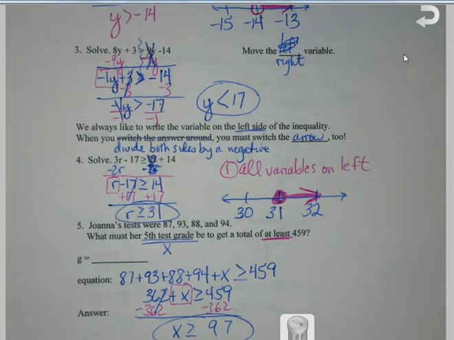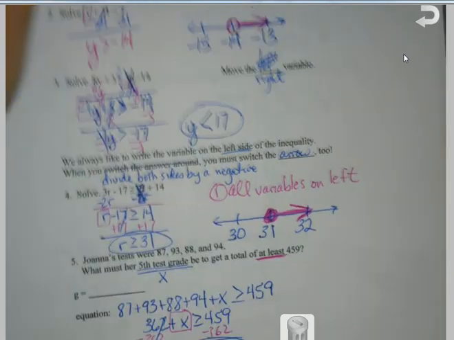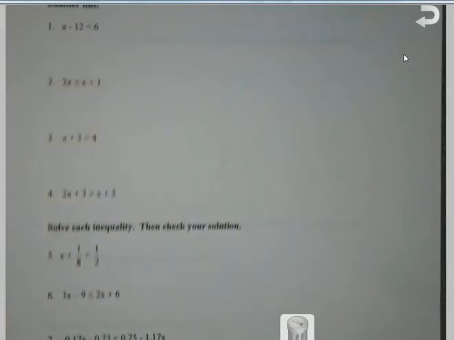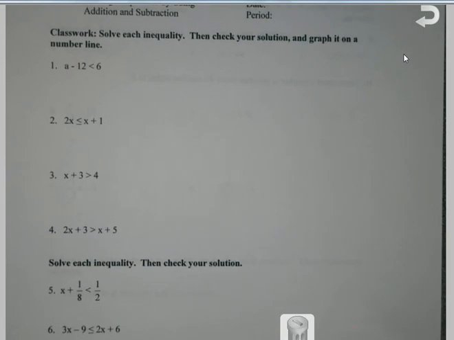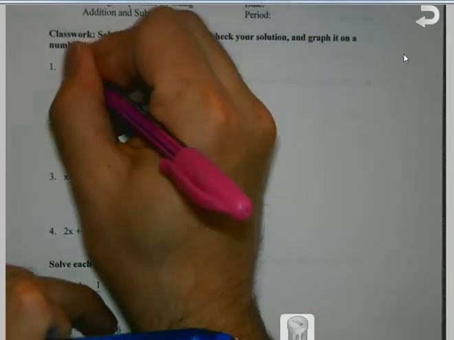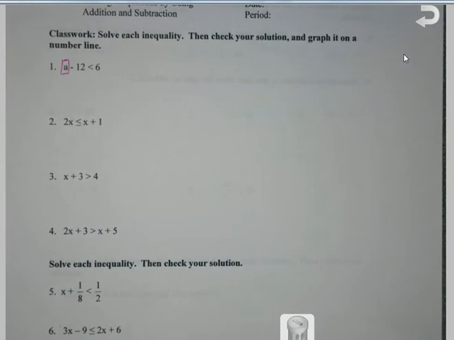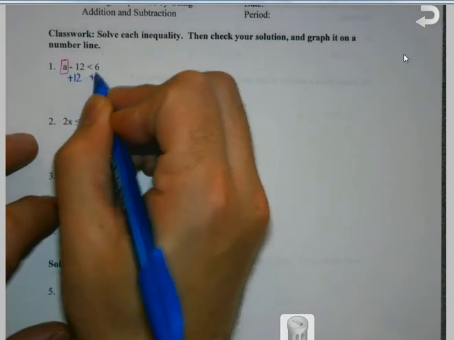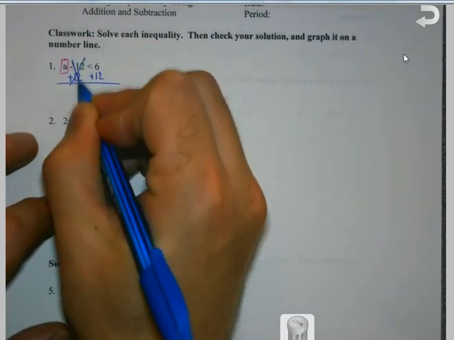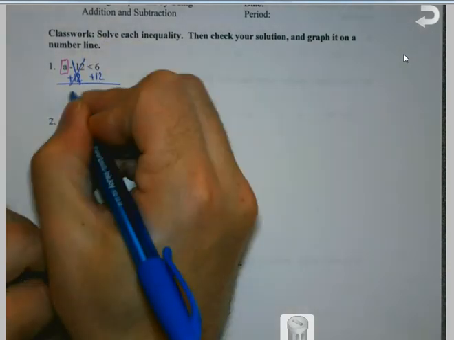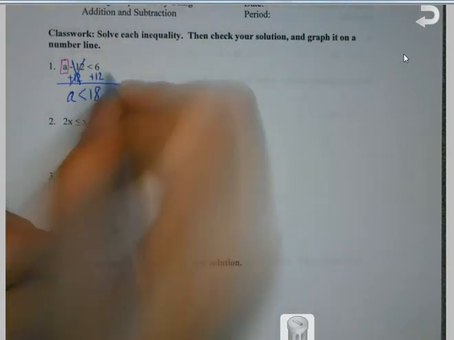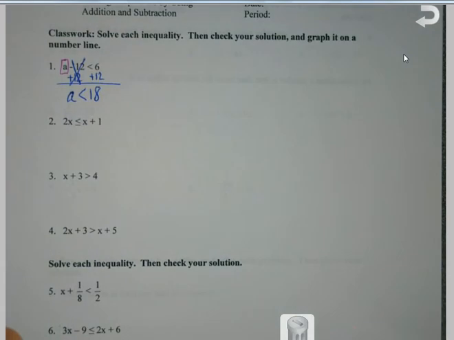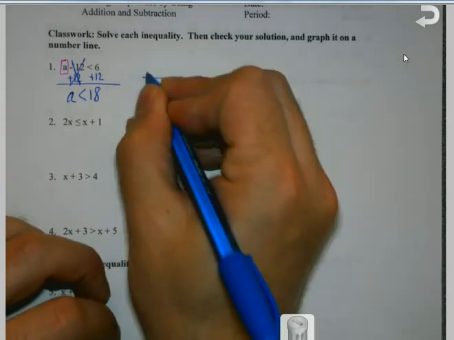So when I'm doing these, let me switch back over to our homework. Here's typically what a homework question is going to end up looking like. So here, I want to get my A by itself. So I do the opposite of what's being done to it. I'm minusing 12 here, so I'm going to plus 12 to it. So that'll wipe that out. A is going to be less than 18. Again, we'll keep our variables on the left.